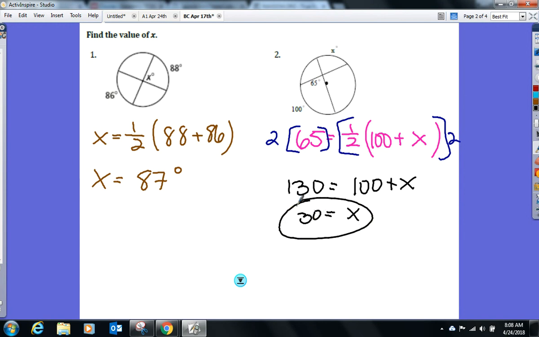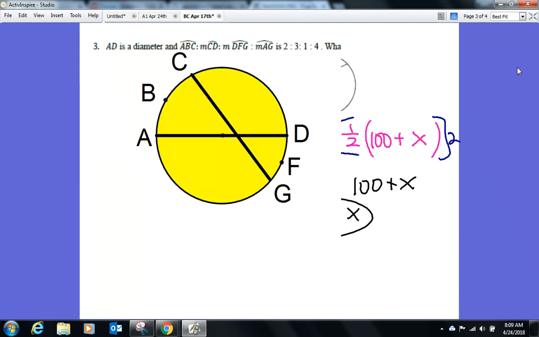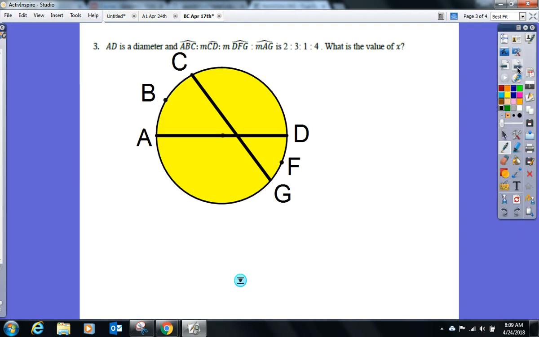You guys have any questions? Because we're going to get a lot tougher now. Any questions on these two basics using a floater angle? All right, let's get a little tougher. Number 3 didn't come with a diagram, but there it is. I'll give you a second to copy it.